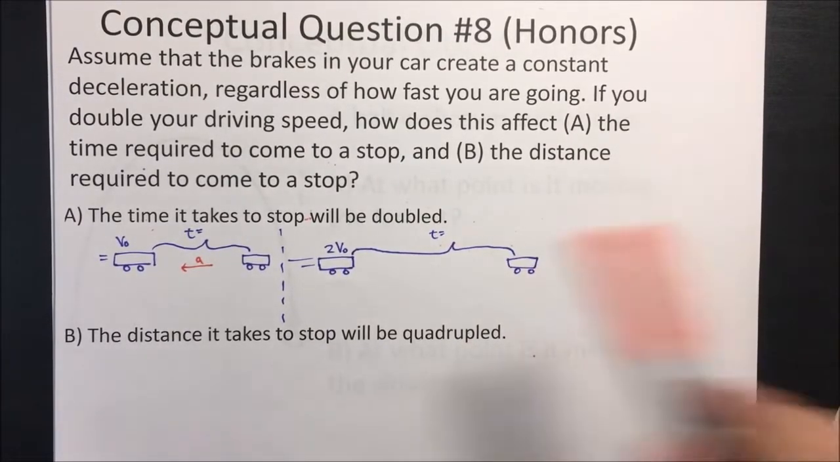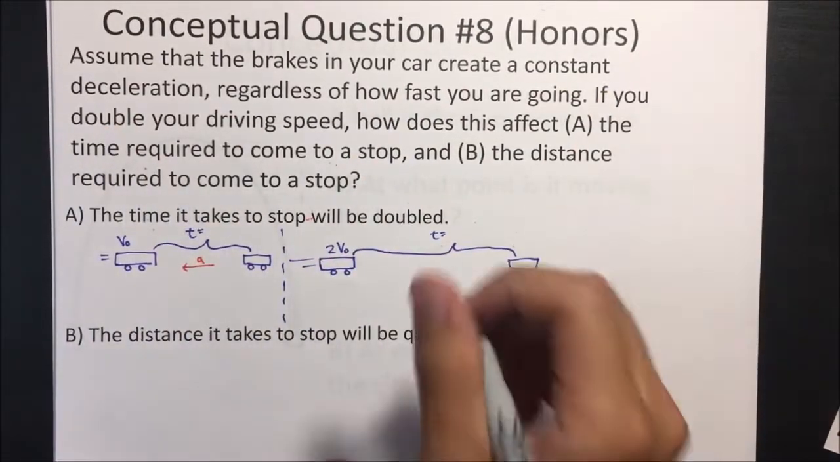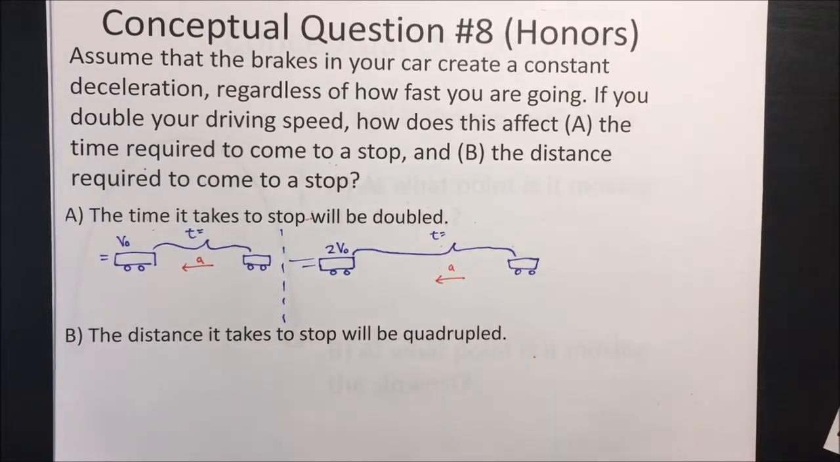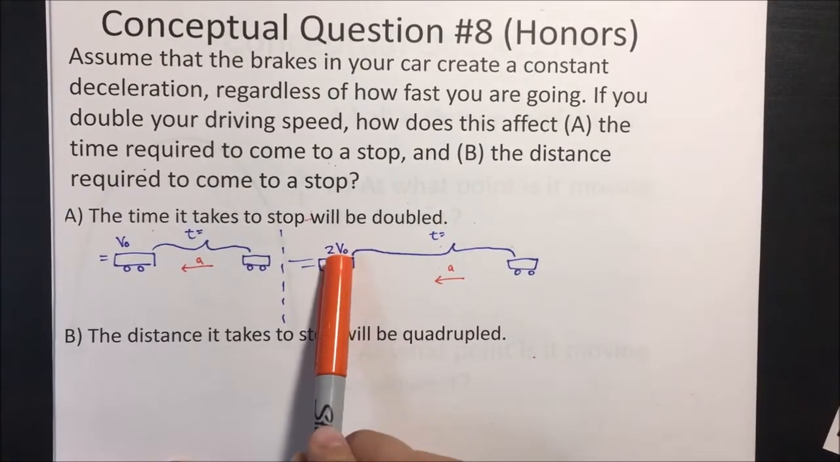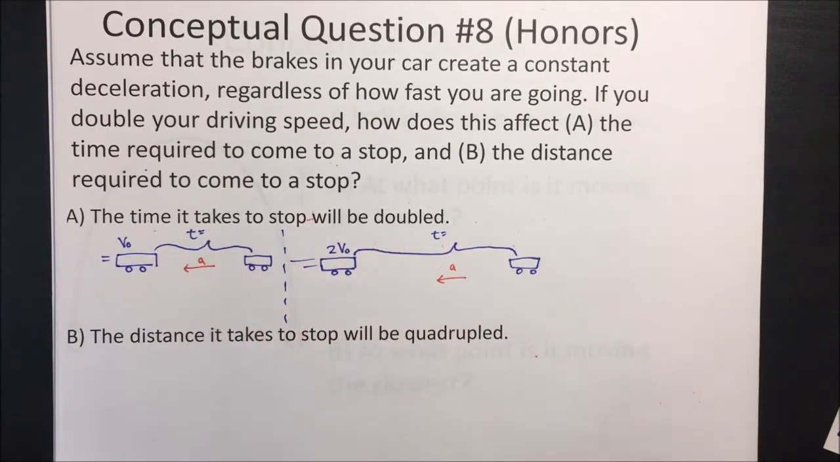The acceleration is the same, because it says it creates a constant deceleration. So the acceleration doesn't change even if it's going faster. But we want to know, if it's going twice as fast and it slams on the brake now, how much longer is this going to take?